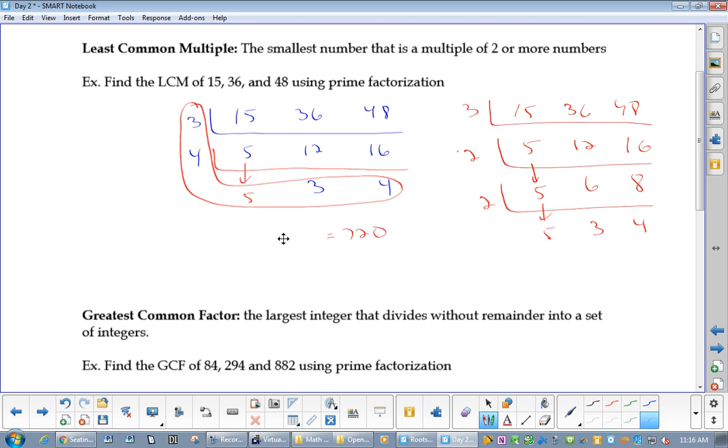So we get 720. So just remember, for the LCM, we do the L, and you have to try all first. If not, you can drop 1.